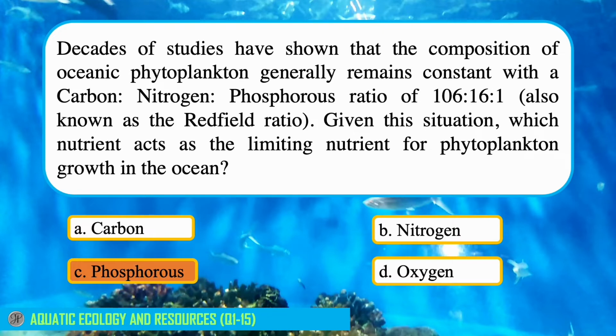The answer is letter C. Phosphorus. According to atxion.com, maintaining the correct ratio between carbon, nitrogen, and phosphorus is very important for plant nutrition and also for maintaining the correct chemical and biological balance of aquatic ecosystem.